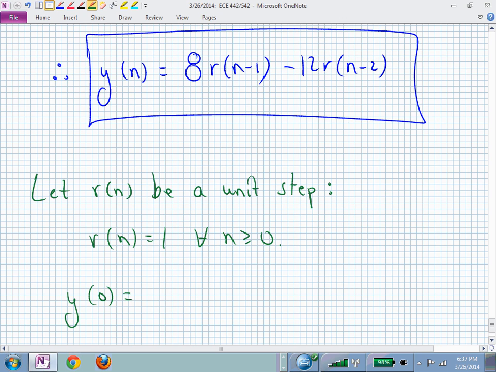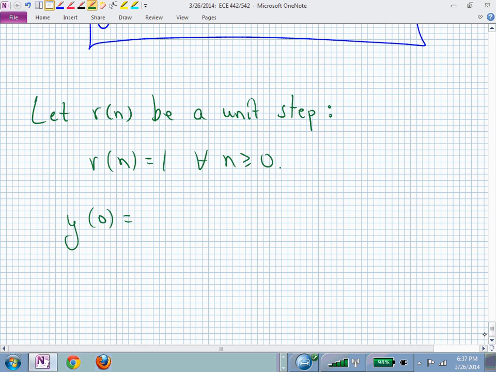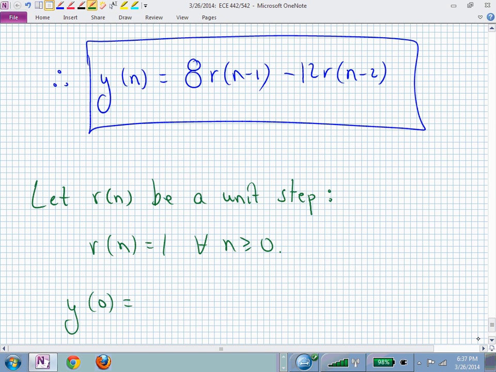What's y of 0? Well, we can just plug in the right-hand side. That has to be 8 times r of 0 minus 1, so that's r of minus 1, minus 12 r of 0 minus 2. And what are r of minus 1 and r of minus 2? They haven't turned on yet, have they? So y of 0 is 0.